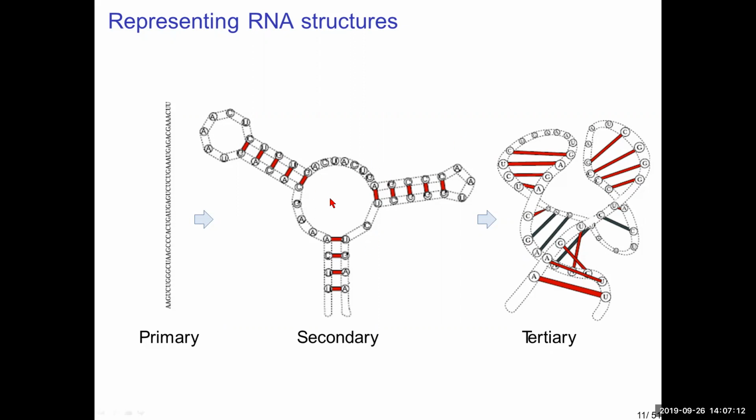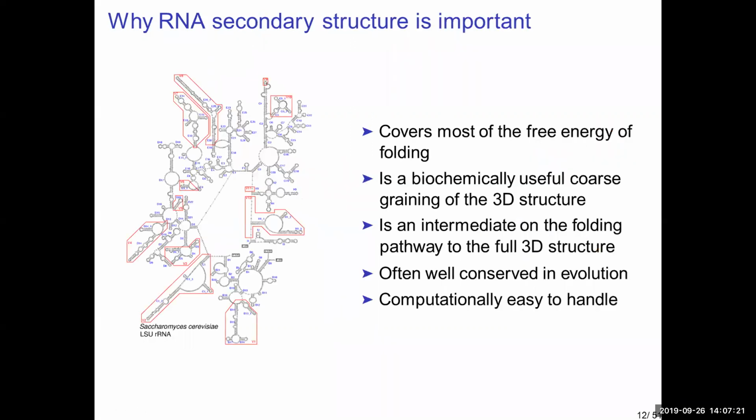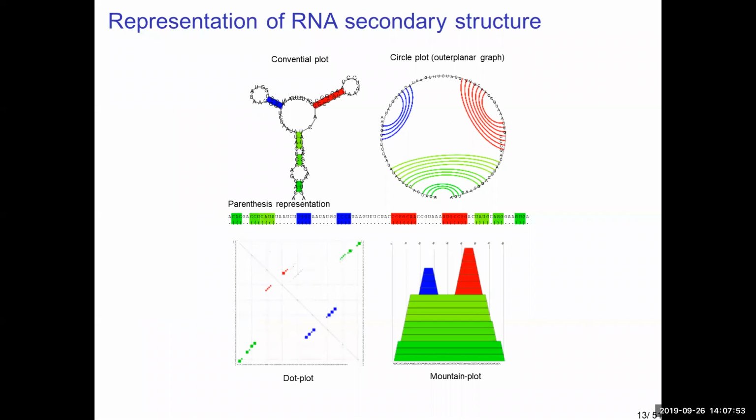But a lot of RNA folding research focuses on this two-dimensional structure. It's much harder still to infer the three-dimensional structure. We don't have the tools yet. The secondary structure is very important because it covers most of the free energy of the folding. It is a biochemically useful coarse graining of the 3D structure, and it is a physical intermediate of the folding pathway on the way to the full 3D structure. It is often very well conserved in evolution, and it's also computationally much easier to handle than the three-dimensional structure. I like to say that 2D folding is still computer science. Three-dimensional folding is more physics, more biophysical property. Whereas here, it's still information-based and easily algorithmically approachable.